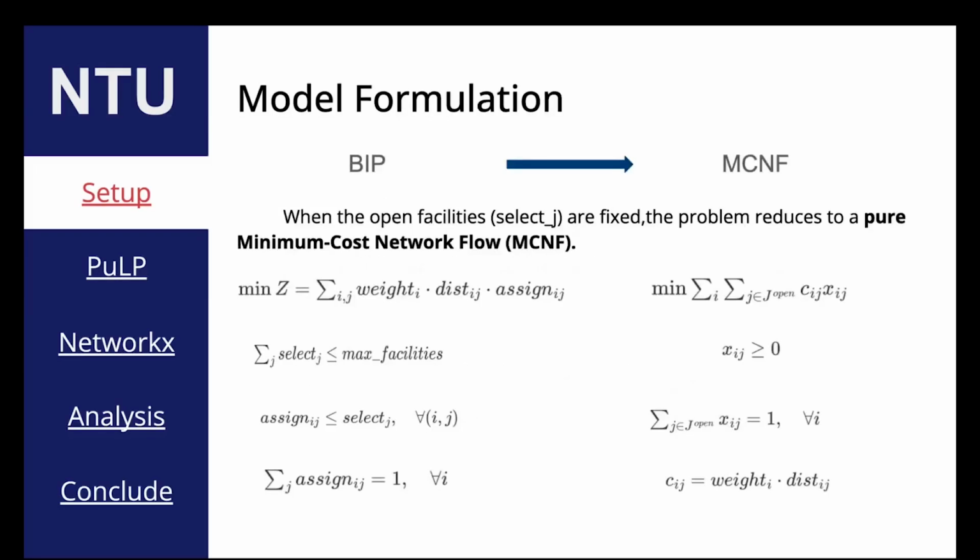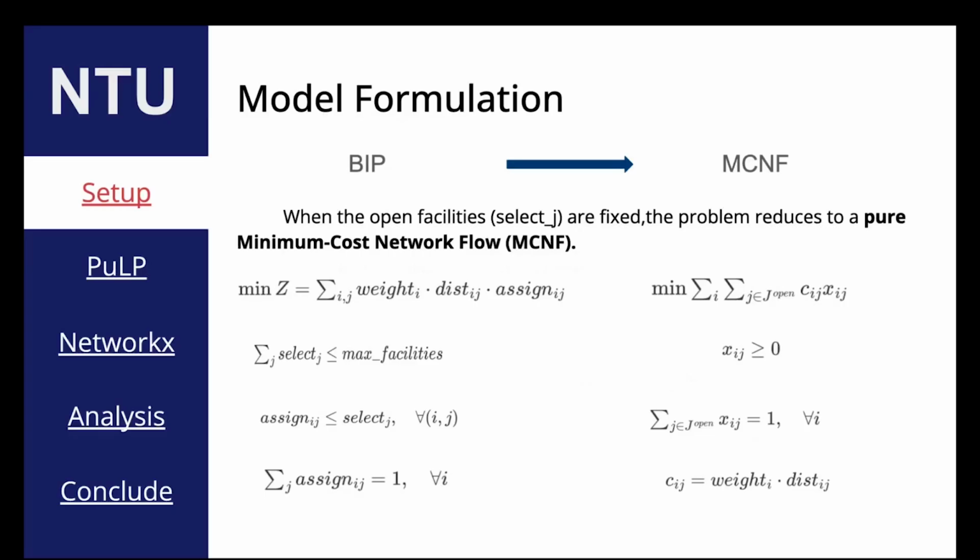Mathematically, our model starts as a binary integer program, or BIP. The objective is to minimize the total cost, which is the sum of each cluster's weight multiplied by its distance to the assigned facility. We have a limit on the number of open facilities, represented by the constraint on the sum of the select J variables.